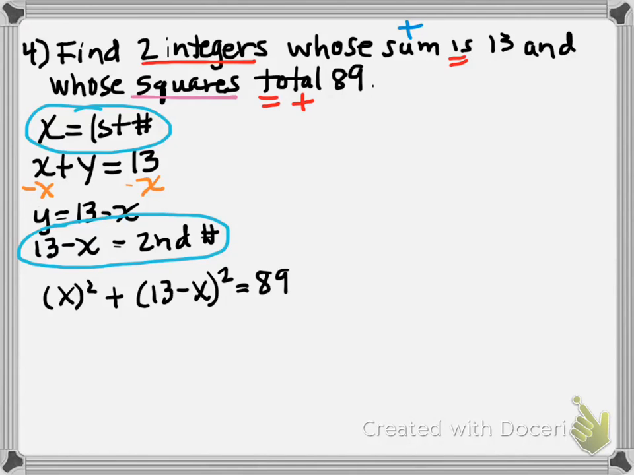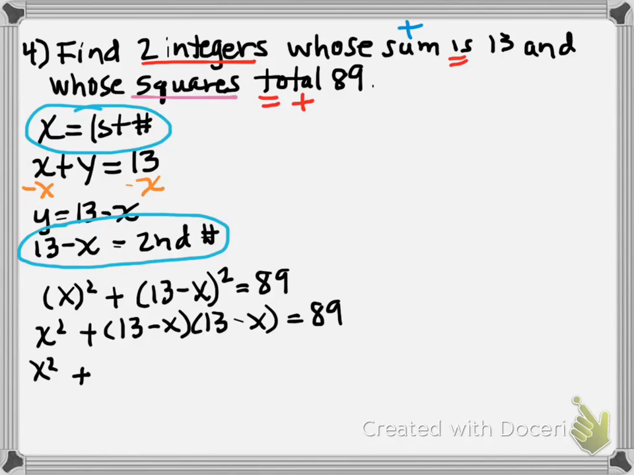So I'm going to go ahead and do the same thing we did before. I'm going to expand 13 minus x squared to 13 minus x times 13 minus x. And then I'm going to go ahead and do double distribution. So 13 times 13 is 169. 13 times negative x is negative 13x. Negative x times 13 is negative 13x. And negative x times negative x is positive x squared. All of that equals 89.